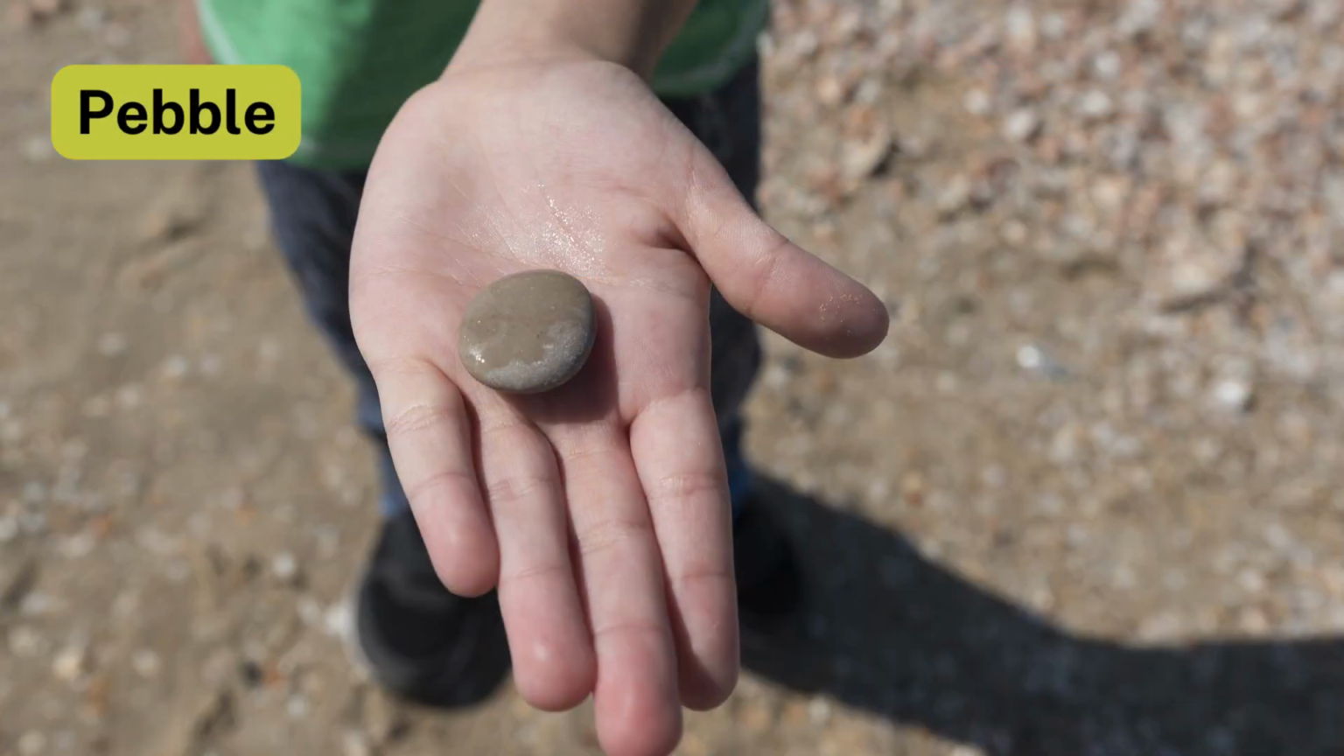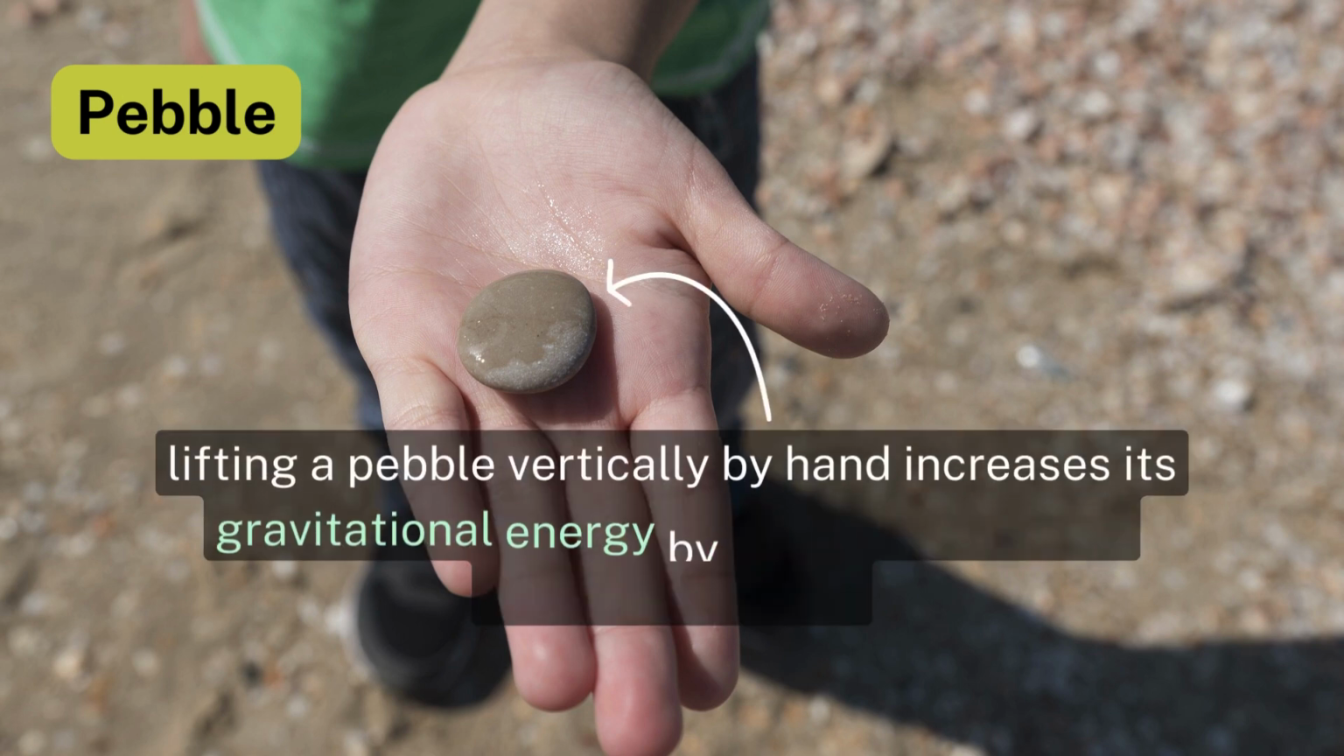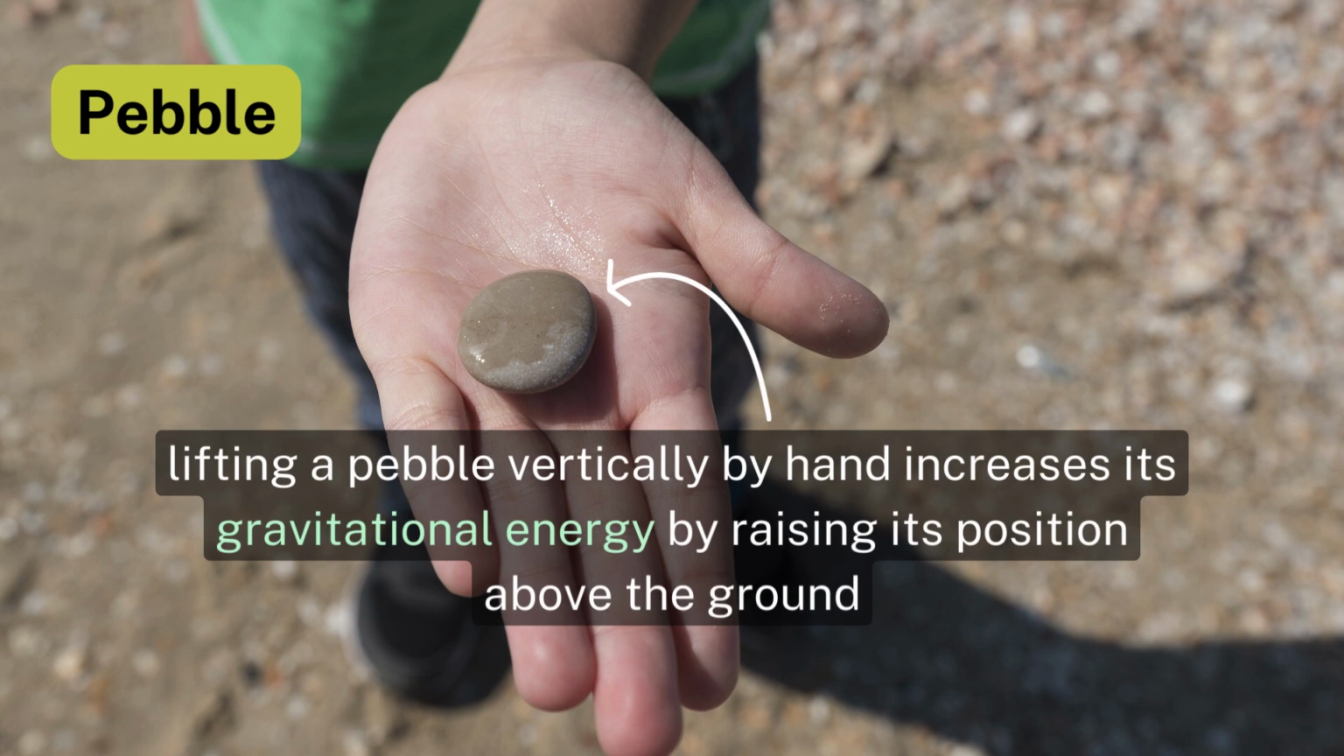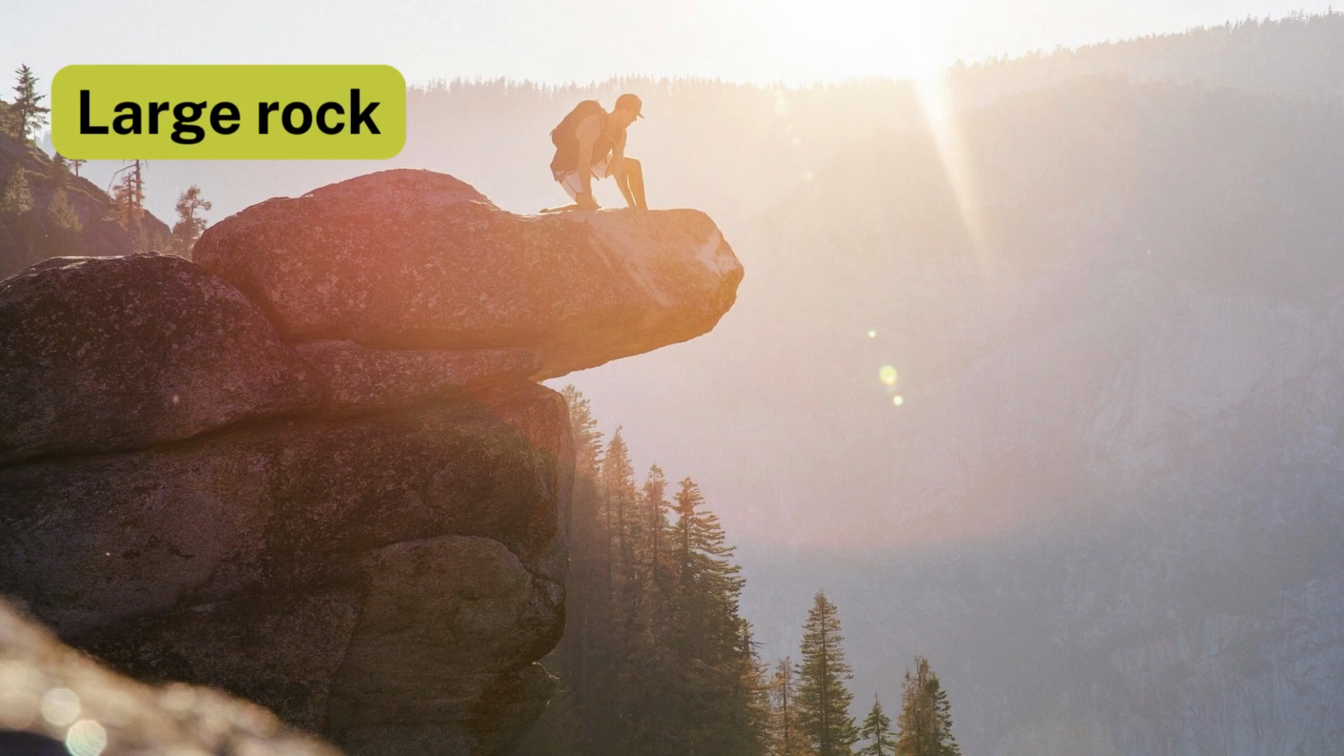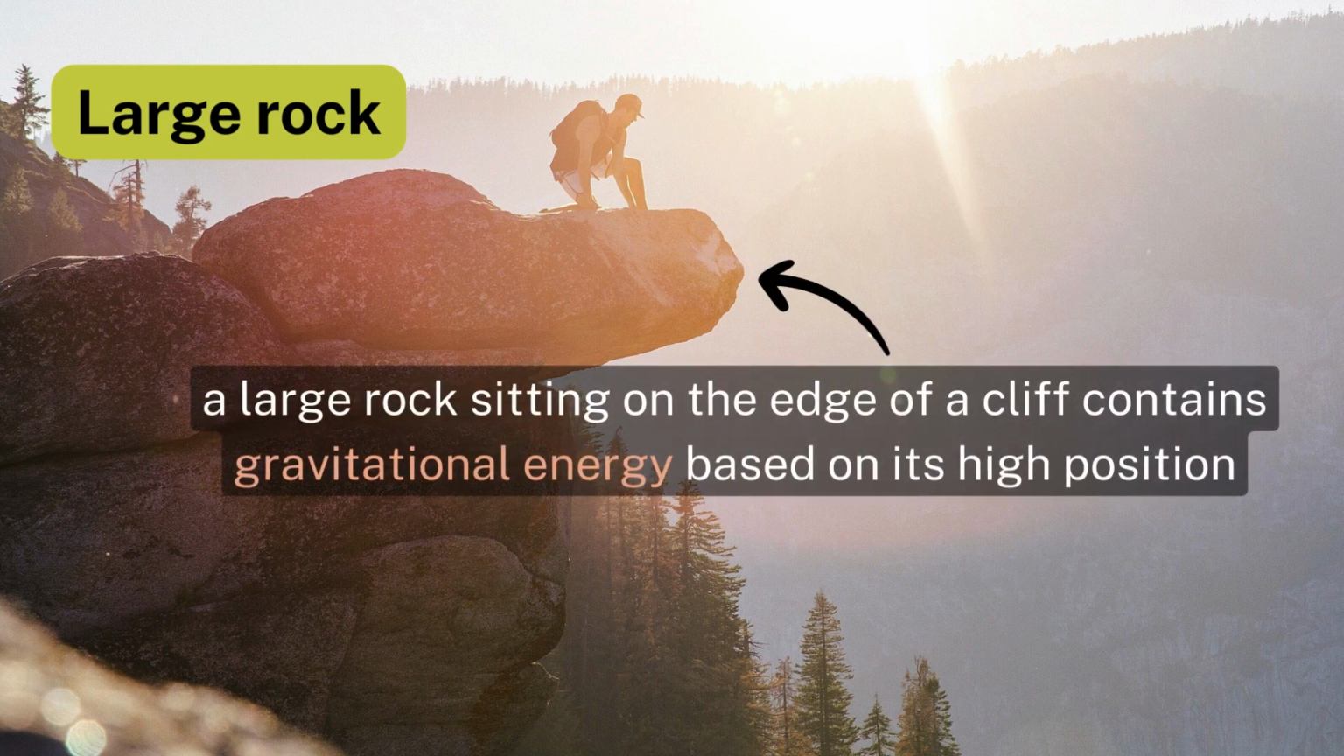Pebble. When a pebble is lifted vertically by hand, it gains gravitational energy due to its increased height above the ground. Large rock. A large rock sitting precariously at the edge of a cliff contains gravitational energy based on its elevated position.